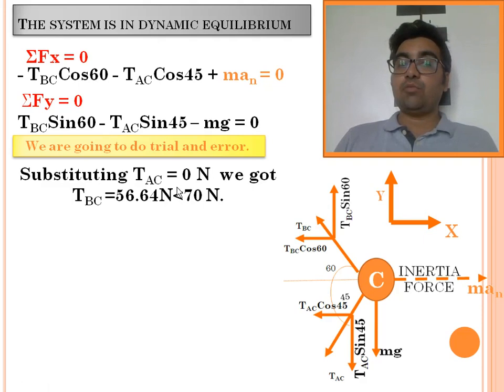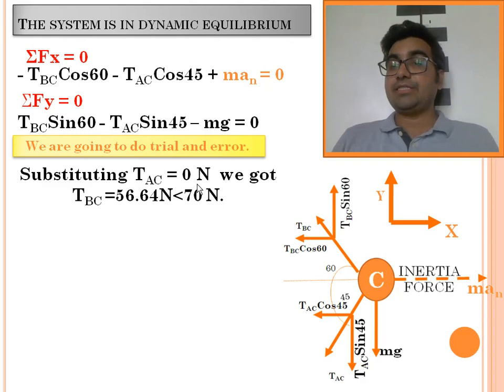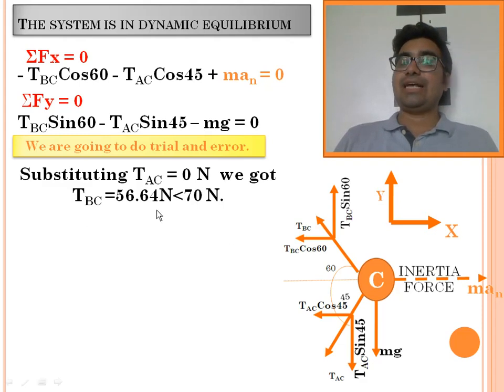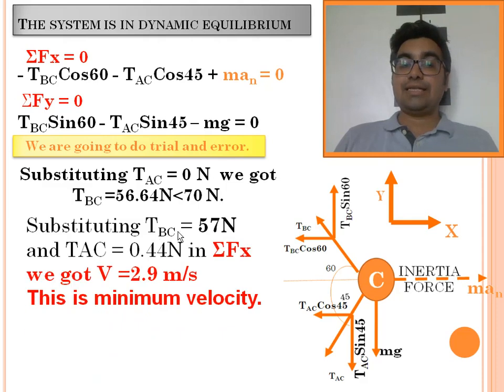So to keep both the wires in tension, I will substitute TAC greater than 0. To get TAC greater than 0, I took TBC as 57 Newton. So when I take TBC equals 57 Newton, I get the value of TAC as 0.44 Newton. I substituted that value over here, and we got the approximate value of velocity as 2.9 meter per second. So this is the minimum velocity.